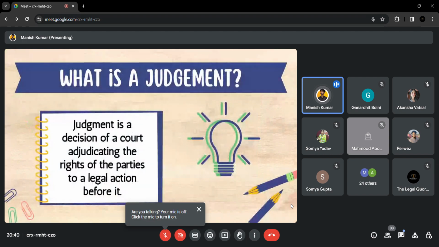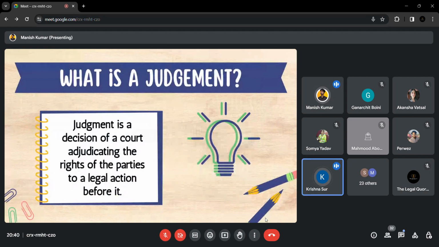Before moving into that, we need to understand firstly what a judgment actually means. A judgment is a decision of a court adjudicating the rights of the parties to a legal action before it. In simple words, a court's judgment is the final decision of a judge that is made in a legal case. It is when the court says what should happen based on the laws and evidences presented during the trial.